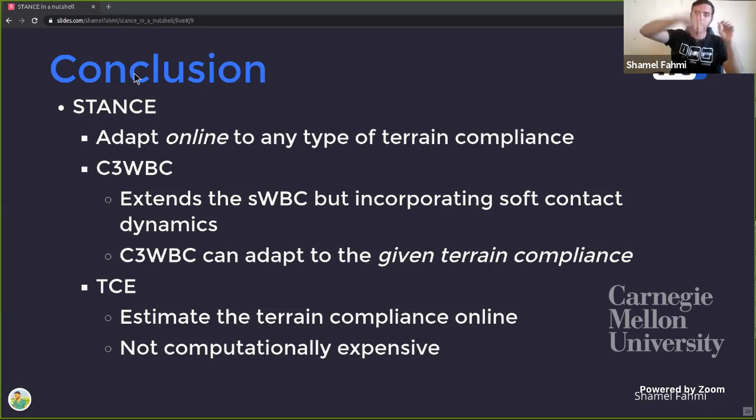It consists mainly of a new formulation of the whole body controller that can adapt to any type of terrain, given the terrain compliance that is estimated by the terrain compliance estimator.